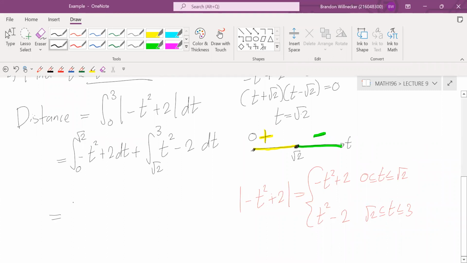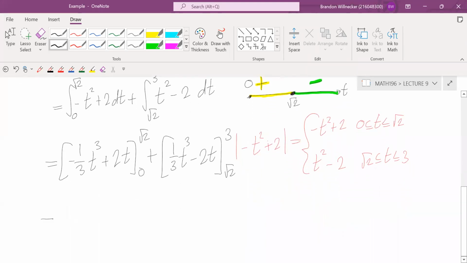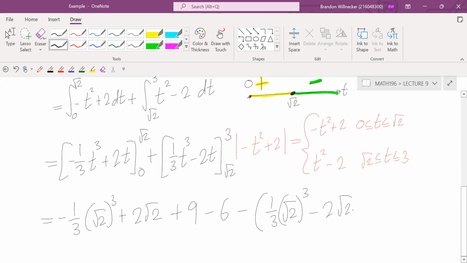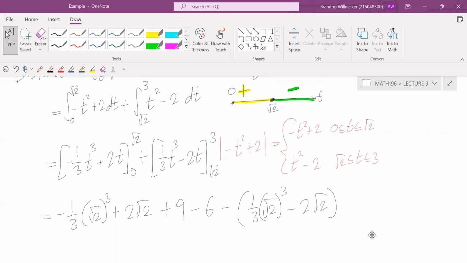So let's do this. This becomes minus 1/3 t cubed plus 2t from 0 to root 2, plus 1/3 t cubed minus 2t from root 2 up to 3. For this first part, we get minus 1/3 root 2 cubed plus 2 root 2. If I put in the 0, I'm just going to get 0, so I'm going to leave that. Plus 1/3 times 3 cubed, that's going to be 9, minus 6. And then minus, if I substitute root 2, I get 1/3 root 2 cubed minus 2 root 2. So I've just substituted everything there.